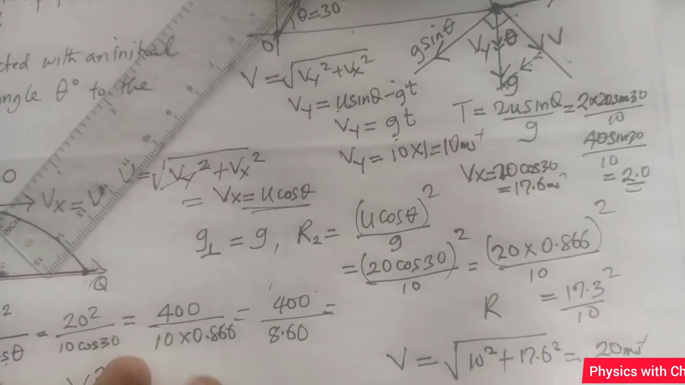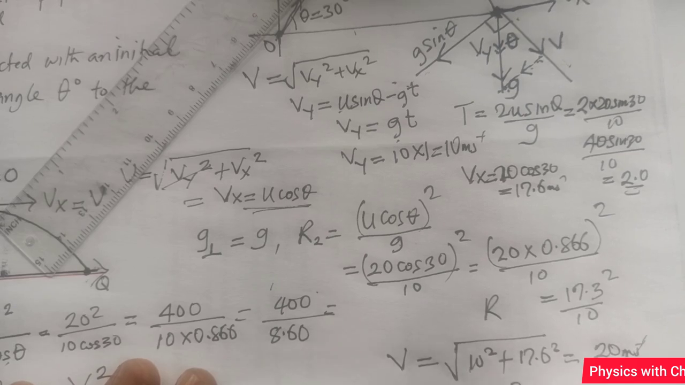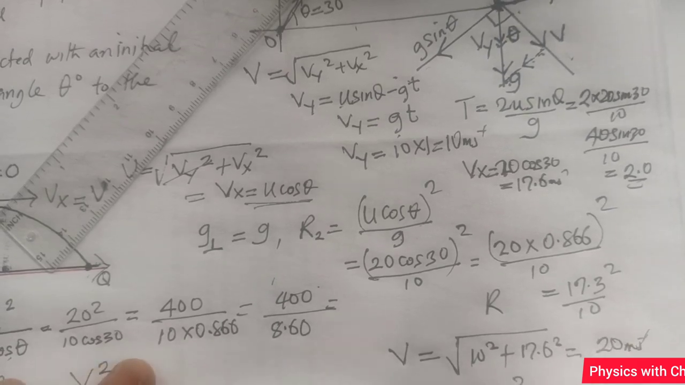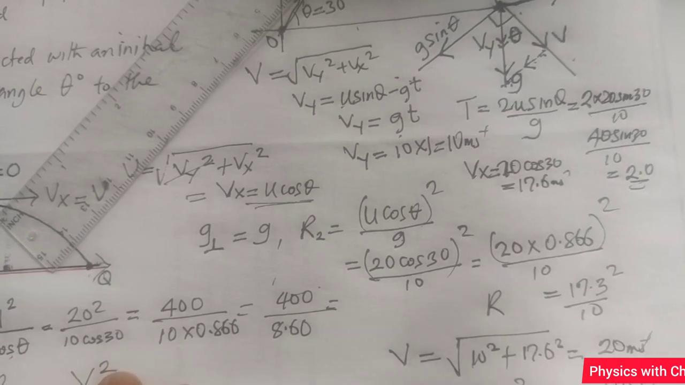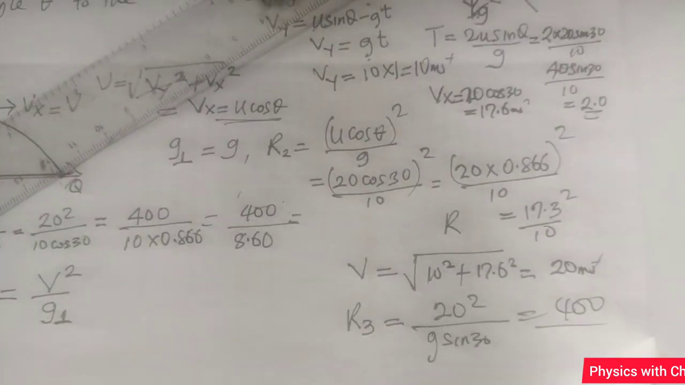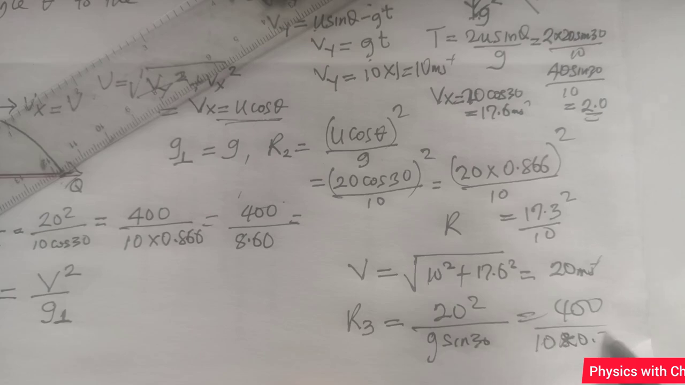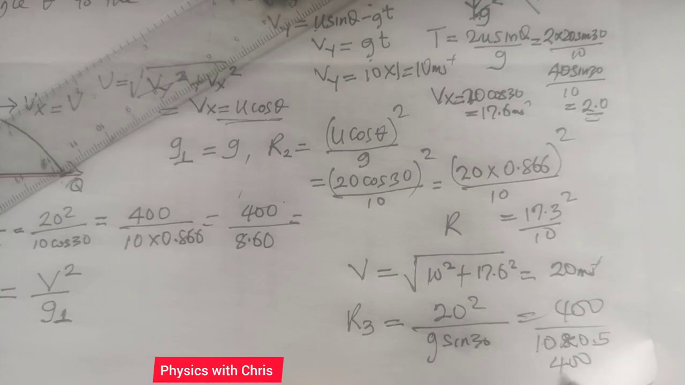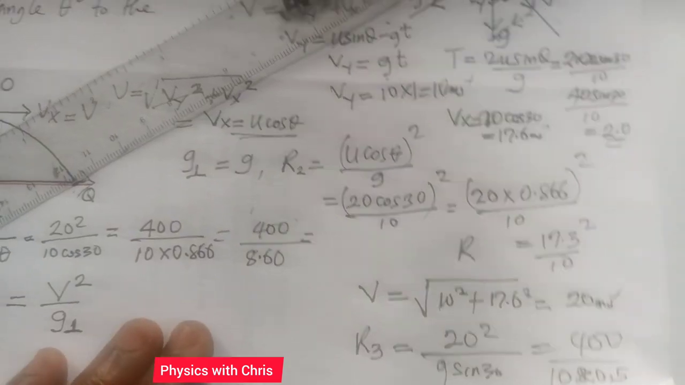So finally my radius of curvature R will be equal to v squared, 20 squared, over g sine 30. That gives me 400 over, I hope you can still see my board that I'm writing down here, divided by 10 sine 30, which is 0.5. That gives me 400 over 5, which gives me 80 meters. So that gives me the radius of curvature at the landing point of the projectile.